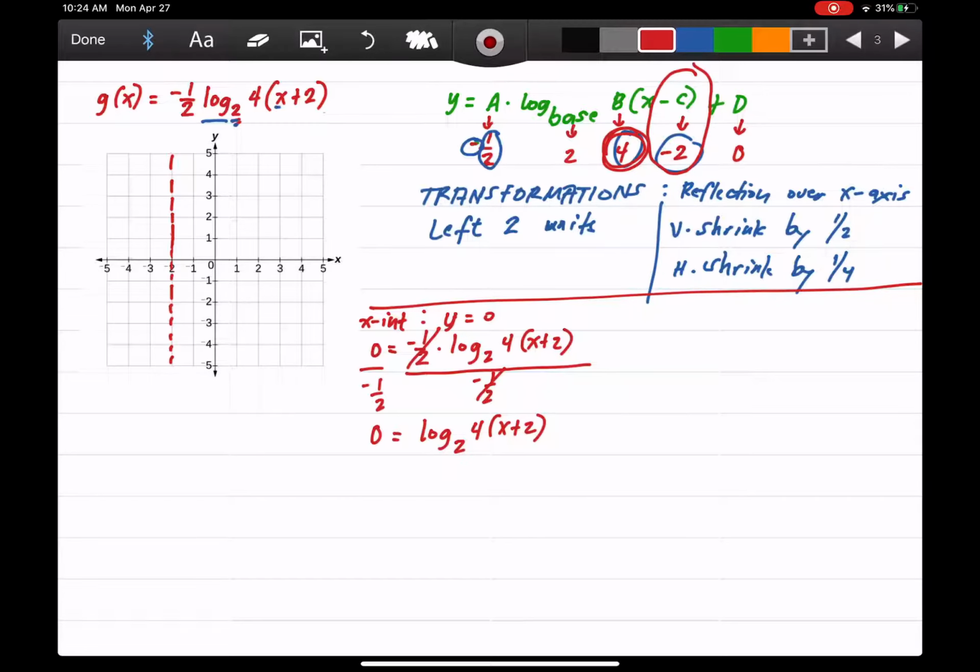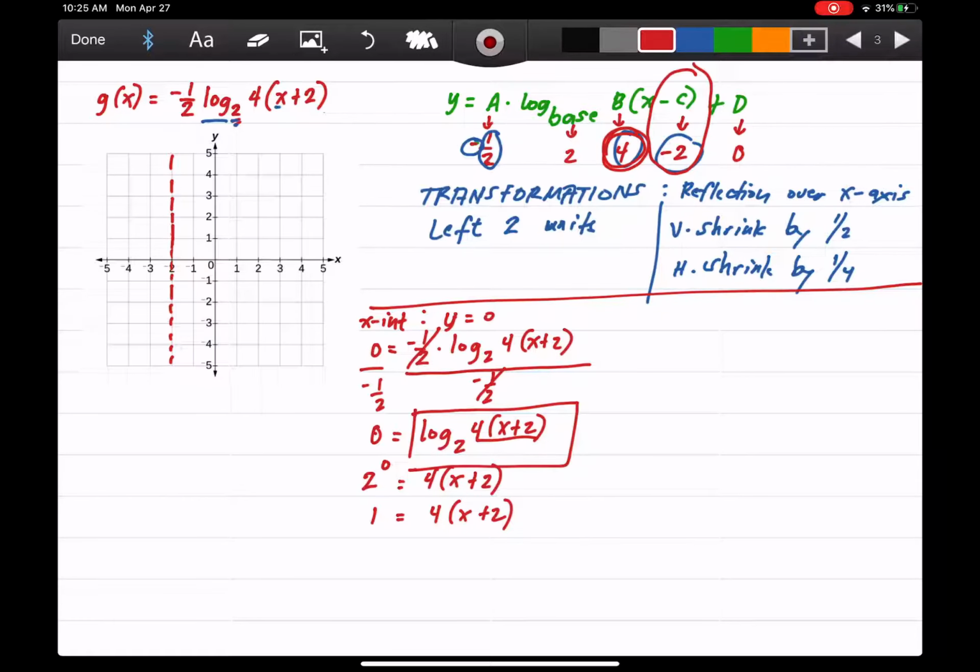Let us recall that we have to express this in exponential form, right? So don't forget the form. Your base is still equal to 2. We know that this whole thing is an exponent, right? So the exponent is 0. So 2 raised to 0 is equal to 4 times x plus 2, okay? 2 to the 0 is equal to 1. So we have 1 equals 4 times x plus 2.